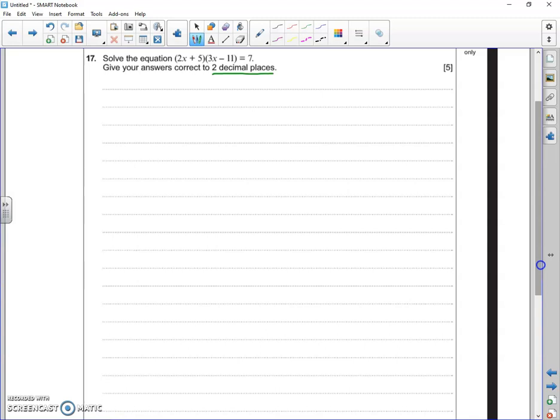So using FOIL, we should get, 2x times 3x is 6x squared. 2x times minus 11 is minus 22x. 5 times 3x, both positive, plus 15x. And 5 times minus 11 is minus 55, and that equals 7.